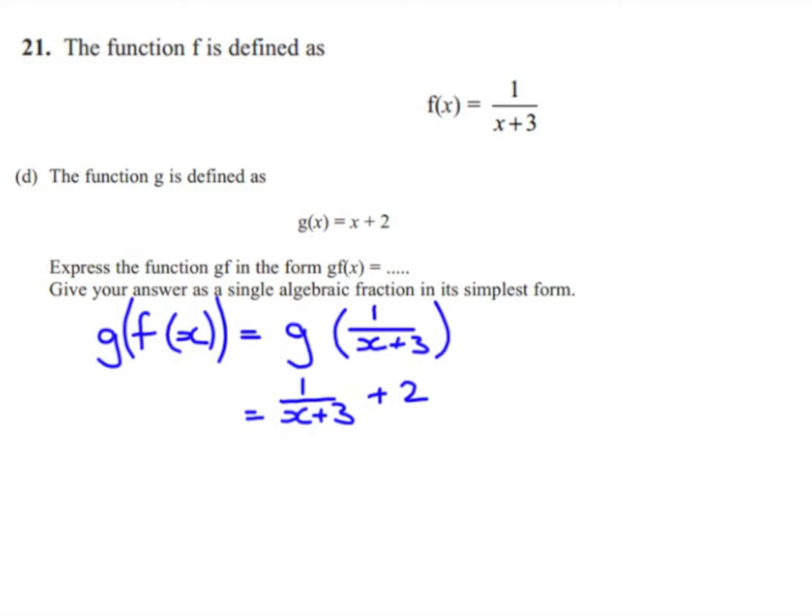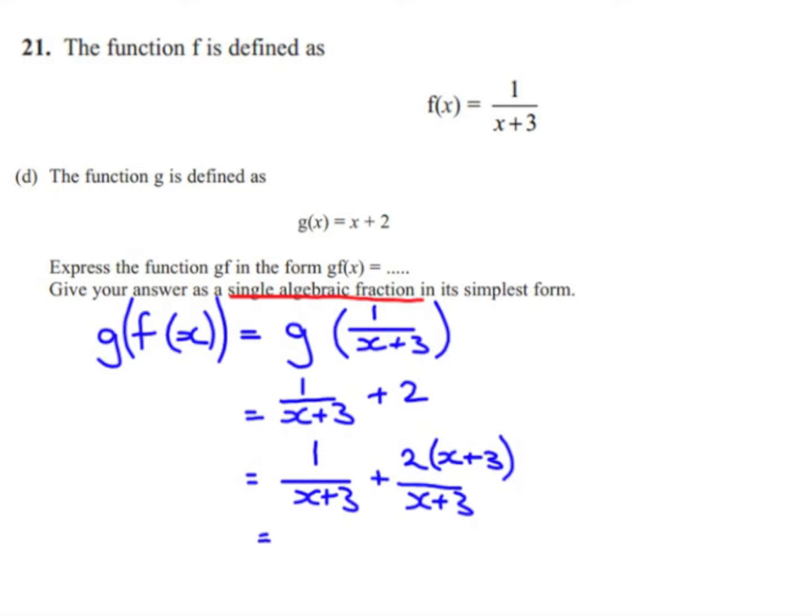So in this case we get 1 over x plus 3, plus 2. Now that might be a good place to finish, but unfortunately the question asks us for a single algebraic fraction in its simplest form. So we need to combine this into one fraction. So what we do is we write them over a common denominator of x plus 3. The first fraction doesn't need to change, but the second fraction, if I've multiplied the bottom by x plus 3, I need to do the same to the top.